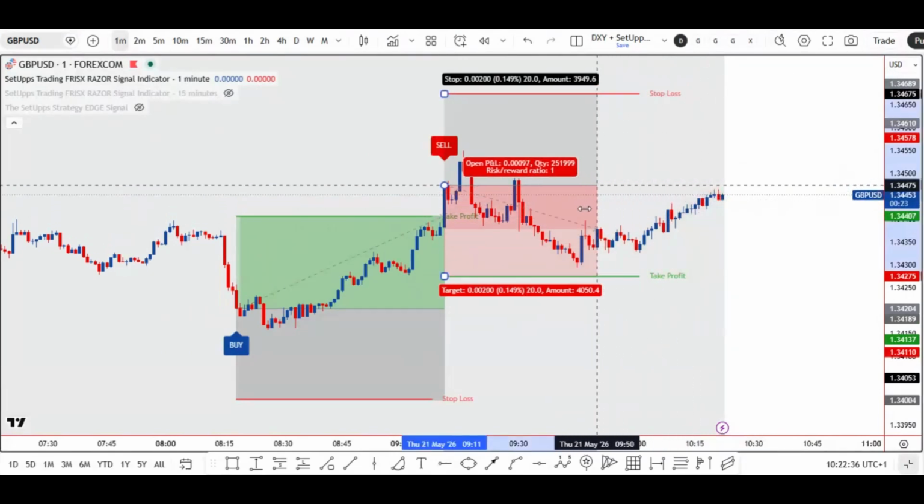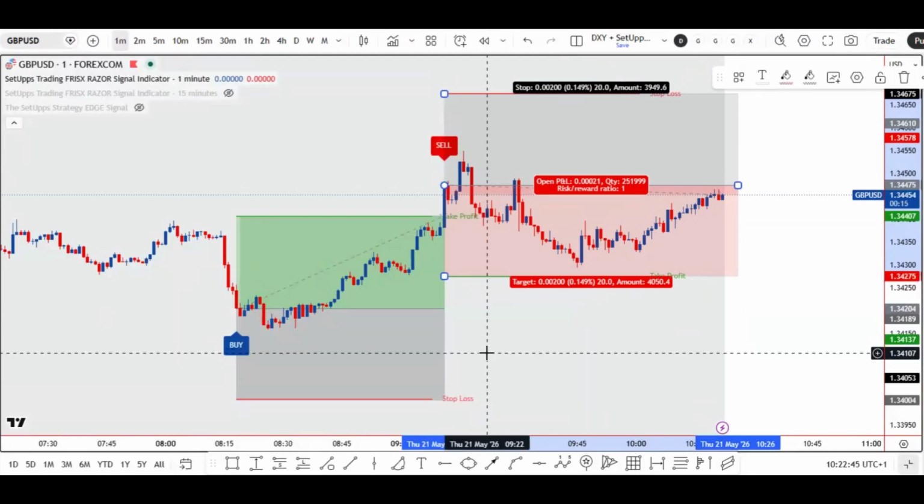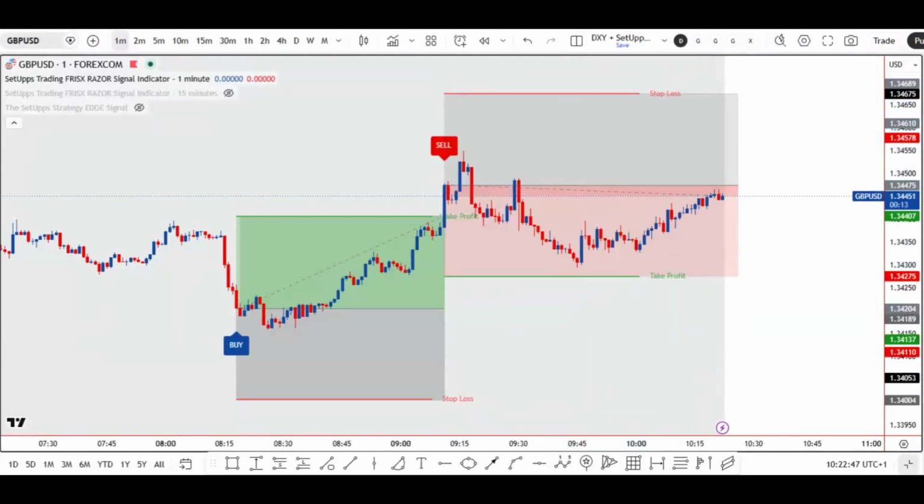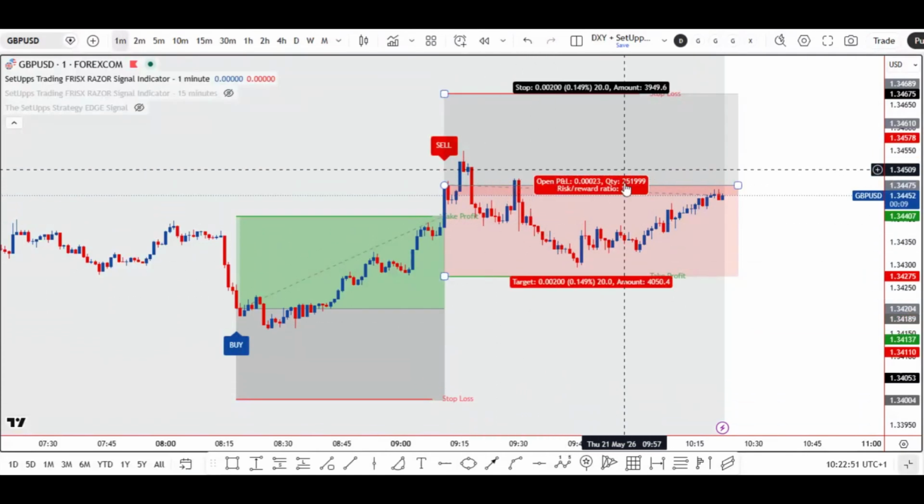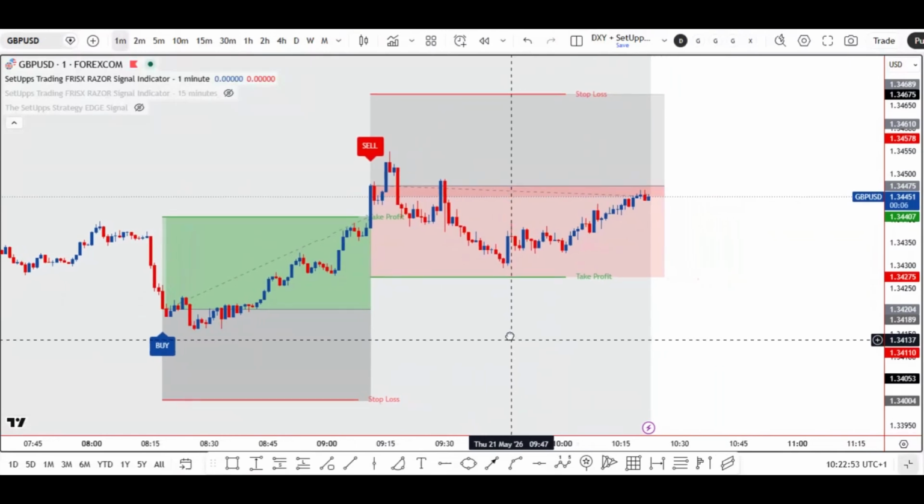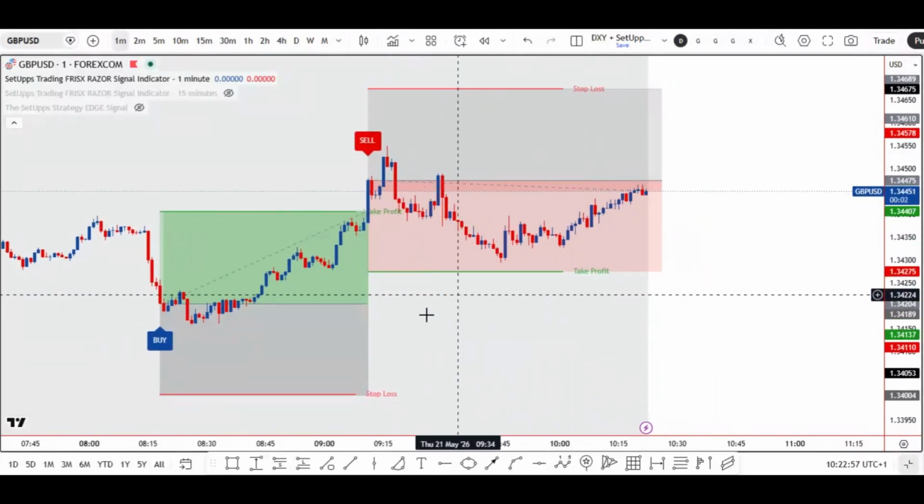Honestly, when I started doing the video, it was around there, almost hit TP, but it's gone back up again. That's trading for you. No system is 100%. So, yeah, there we go. So, as you can see, we are in a sell here, and it's currently in profit.